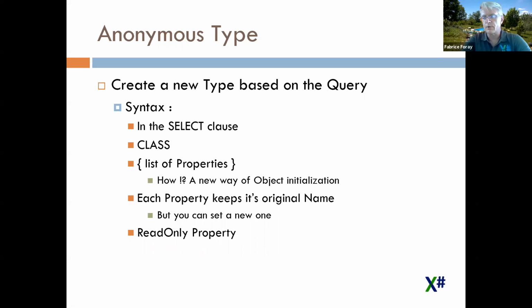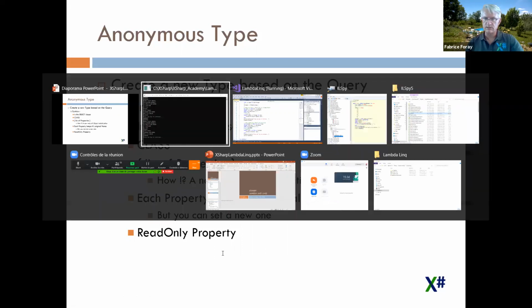You can see that each property will keep its original name. So, for example, I was using the name property of the town. So in my new class, the name of that element will be name. If I was looking after the population, then the new property of the new anonymous type would have been population. And last, don't forget that all objects of this new type will be read-only. You cannot write on the object of this new anonymous type that you would have created. So let's go for a sample.